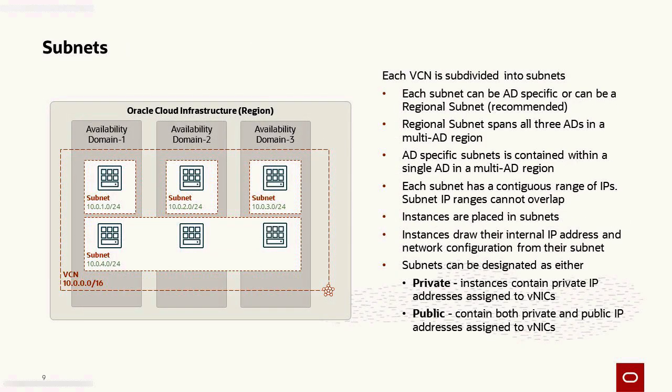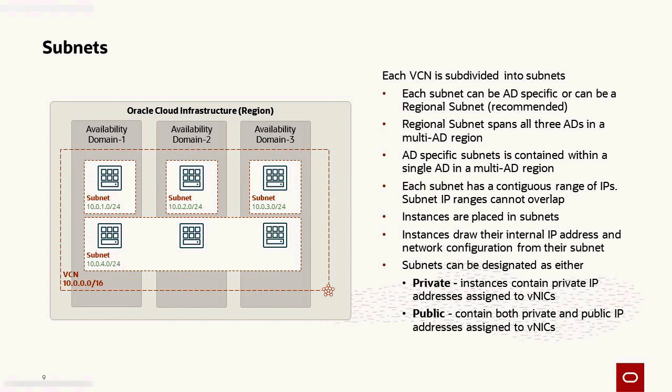For subnets, you will need to carve out a network range from the VCN CIDR block. The subnet always reserves the first two IP addresses for the network and gateway address, along with the last IP in the block for the broadcast address. Each subnet can be AD-specific or can be a regional subnet, which means it spans all the ADs available for the region. We recommend regional subnets for high availability purposes. Note that each subnet cannot overlap with any other subnet IP range.